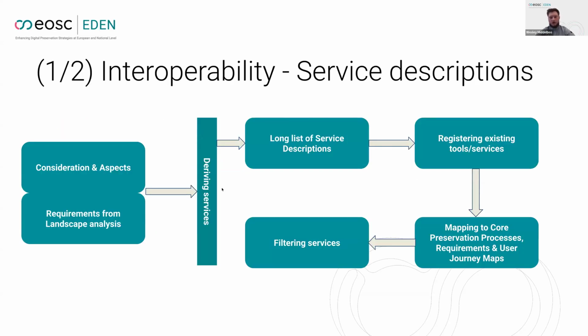So now we are at the service descriptions. The identification of the attributes and the service description basically went in parallel. On the left-hand side, we basically have the consideration aspects and all the requirements we gathered through the landscape analysis. By looking at them and discussing them, we found out that we can combine them logically where they are in the processes. And for that, we derived service descriptions for them.